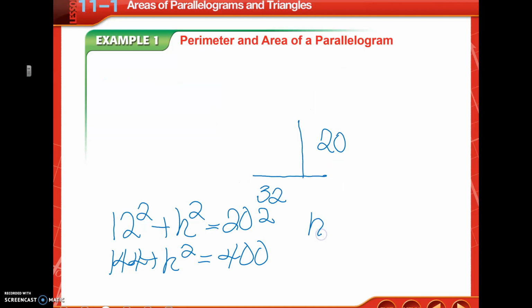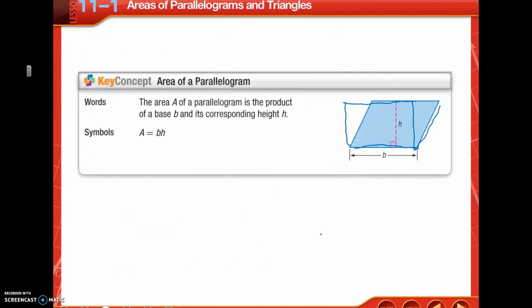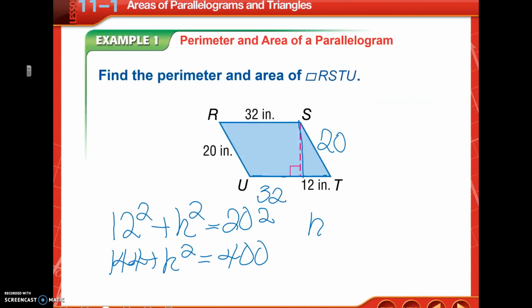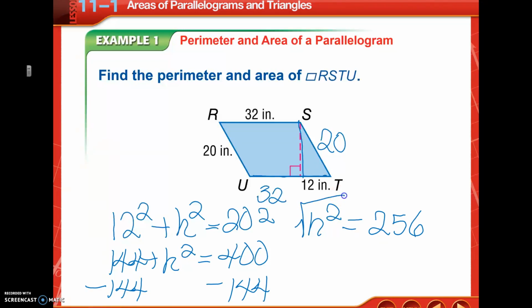So height squared, if I subtract this 144 from both sides, then height squared equals 400 minus 144, or 256. So then to find our height, we're going to take the square root of both sides, and the height equals 16.